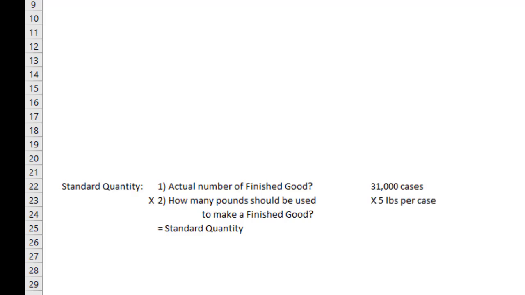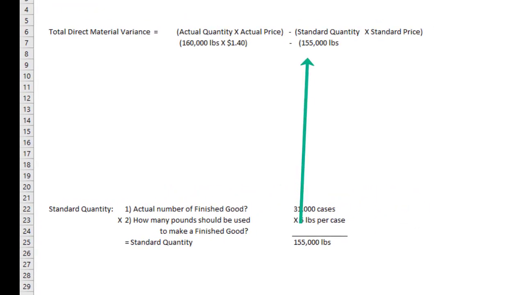Now remember the standard amount. We said we should use 5 pounds per case. That's what we expect the workers to use when they're making a case of potato chips. So if they made 31,000 cases and were expected to use 5 pounds per case, then the amount they should have used is 155,000 pounds. So we'll put that in the standard quantity area. Often this is where students miss this problem, because they don't do the side calculation before they put the number in the standard quantity.